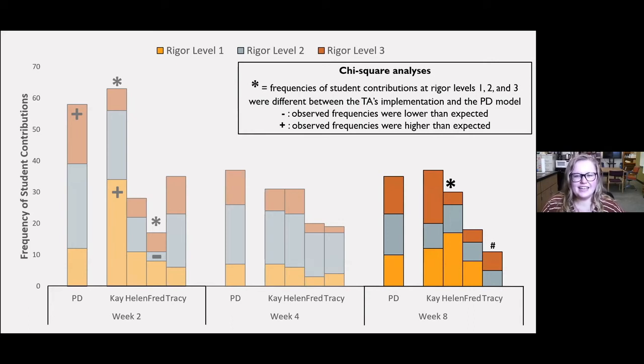And with a chi-square contingency table analysis during week 8, Helen's implementation differed from the PD example, while Kay and Fred elicited similar proportions of rigor level 1, 2, and 3 contributions. However, the overall frequency of those were lower than the PD example. Tracy's student contribution frequencies were too low to run a contingency table analysis, but she did elicit fewer rigor level 1 contributions. It was actually 0, and all the TAs elicited a similar frequency of rigor level 2 contributions, while Kay was eliciting more rigor level 3.